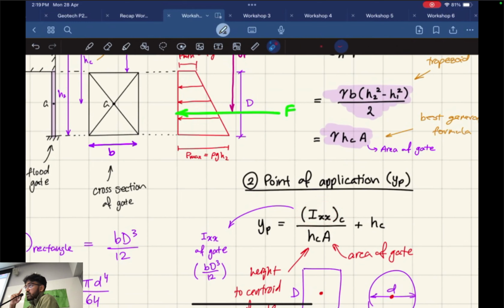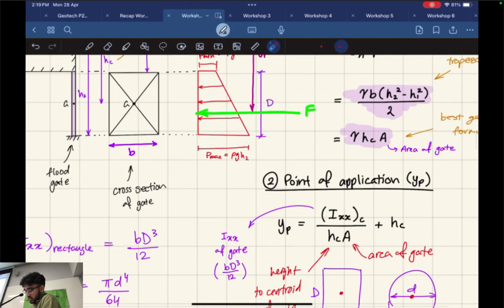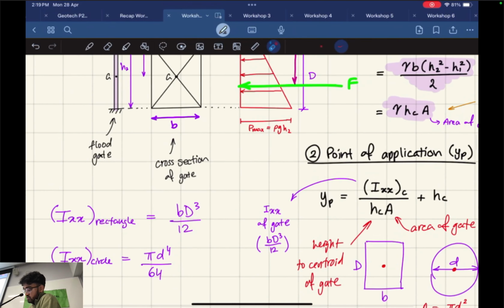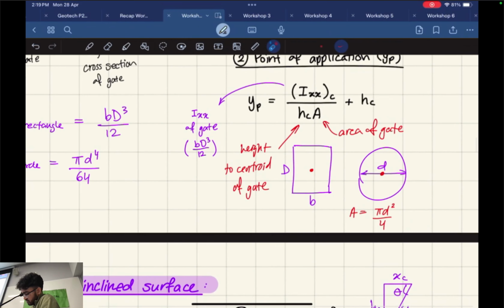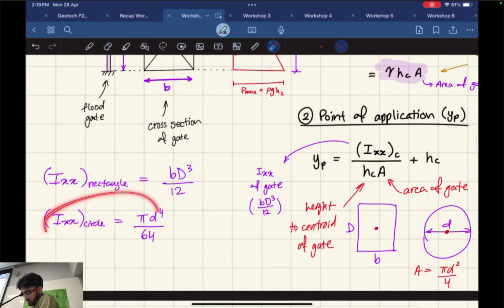So IXXC, for those who've done 2400, or who were in the workshop with Kaden, you know what IXX is, your second moment of area. It changes with different shapes of the gate. If you have a rectangular gate, you can use BD cubed on 12, which is also on your formula sheet. If you have a circular gate, it changes: you're going to use pi d to the power of 4 over 64, which I'm also going to go through in my question.